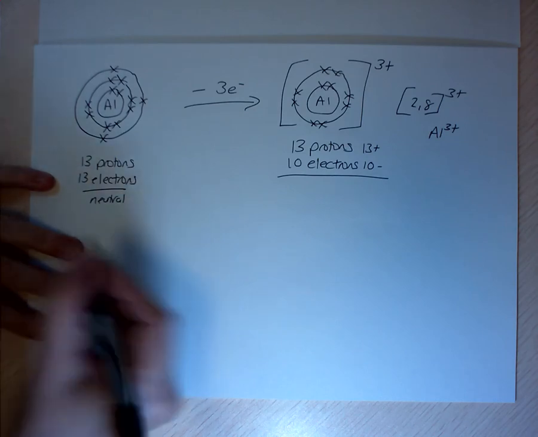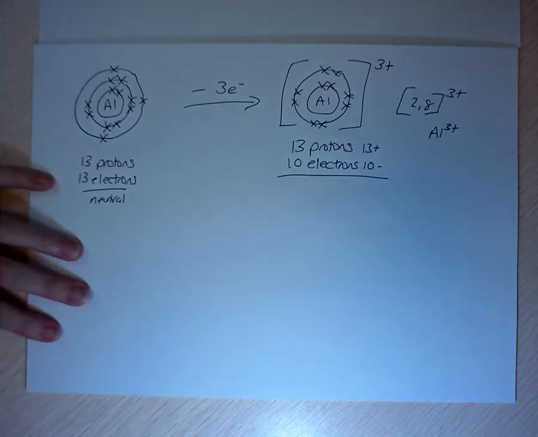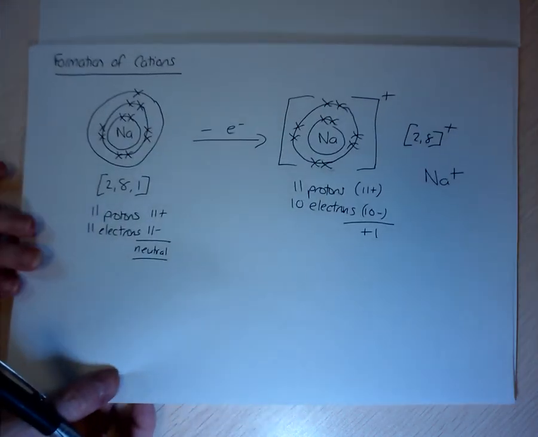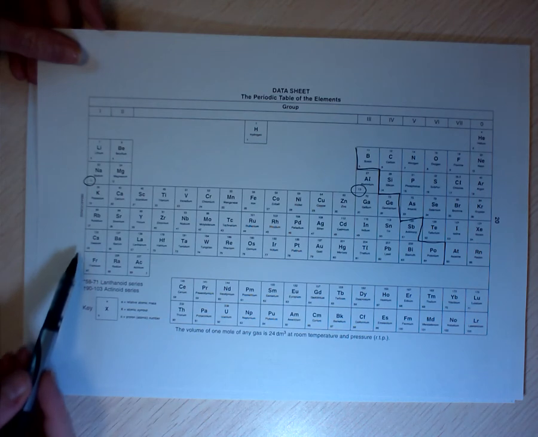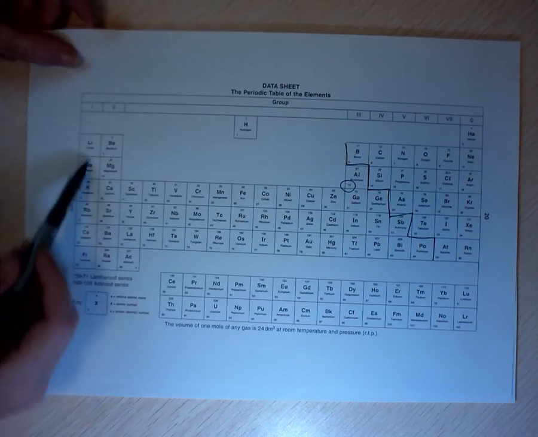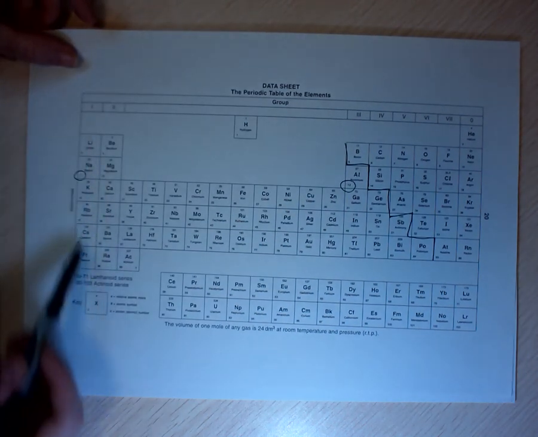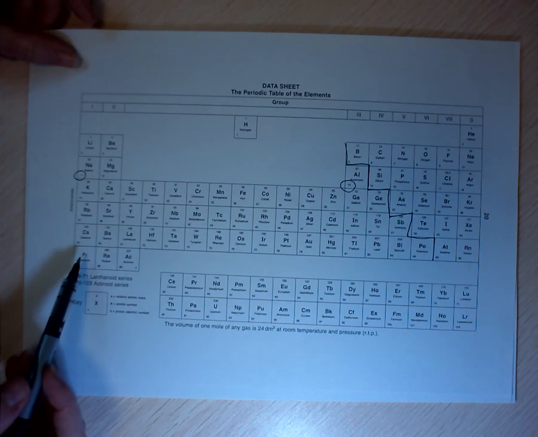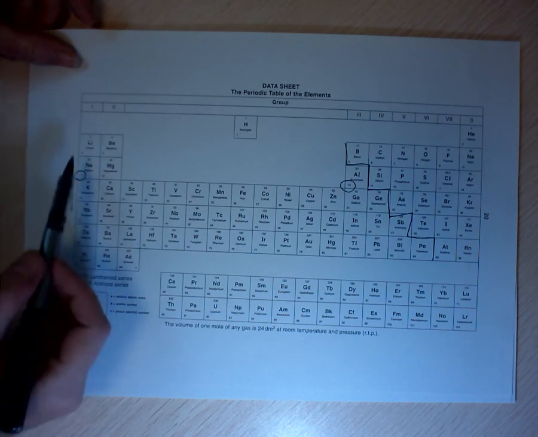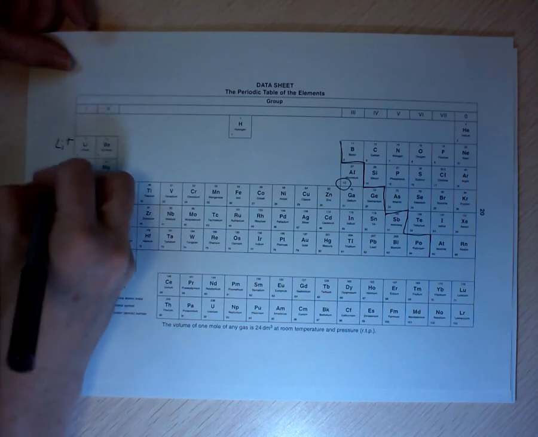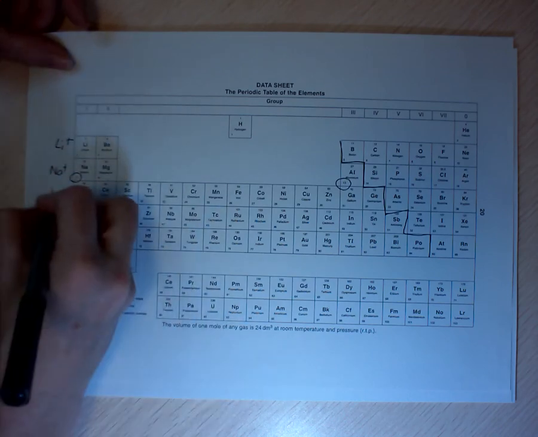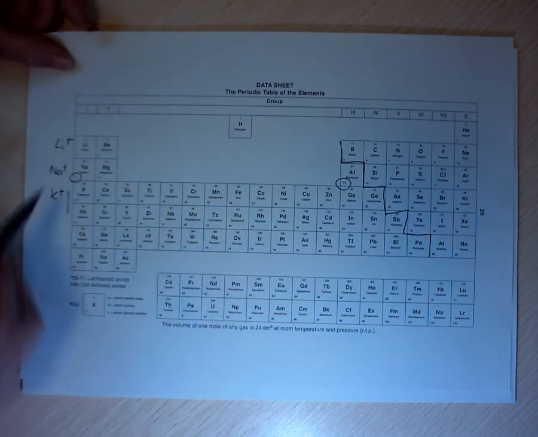Now let's notice some trends. When I looked at sodium, it had a charge of 1 plus. Sodium is in group 1. Remember, all atoms in group 1 have 1 electron in their outer shell. That means it would be Li+, Na+, K+, and so on. They would all have ions with a 1 plus charge.